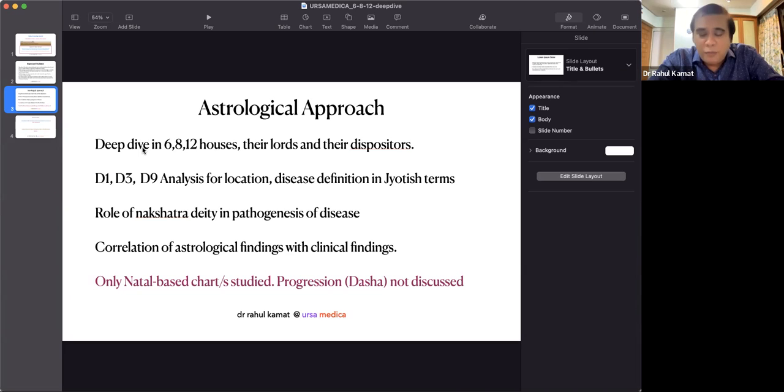We will be following the Parashari system. There is no Krishnamurti Paddhati or anything like that that I'm using. I'm using pure Parashar Jyotish. We'll also be looking at the significators of that disease, which is not written here, but we'll look at the significators of a particular kind of disease, and we'll also see if those significators and the dispositors match, or there is a correlation, obviously.